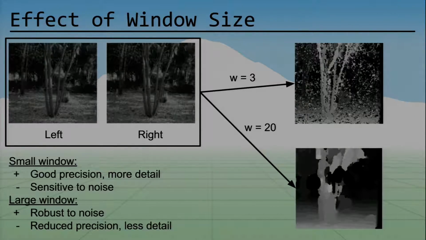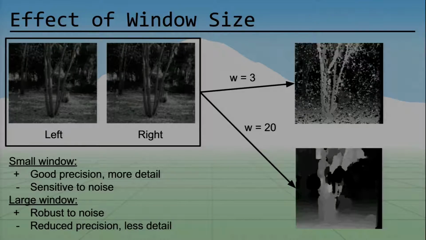Here you can see we've got two images, left and right image. This first depth image is produced by using a small window, a little 3x3 window. The second is produced by using a large window, a 20x20 window. The nice thing about small windows is they give you a lot of precision, because you can really see only the feature that you care about at that particular point. So they have more detail, but they're super sensitive to noise.